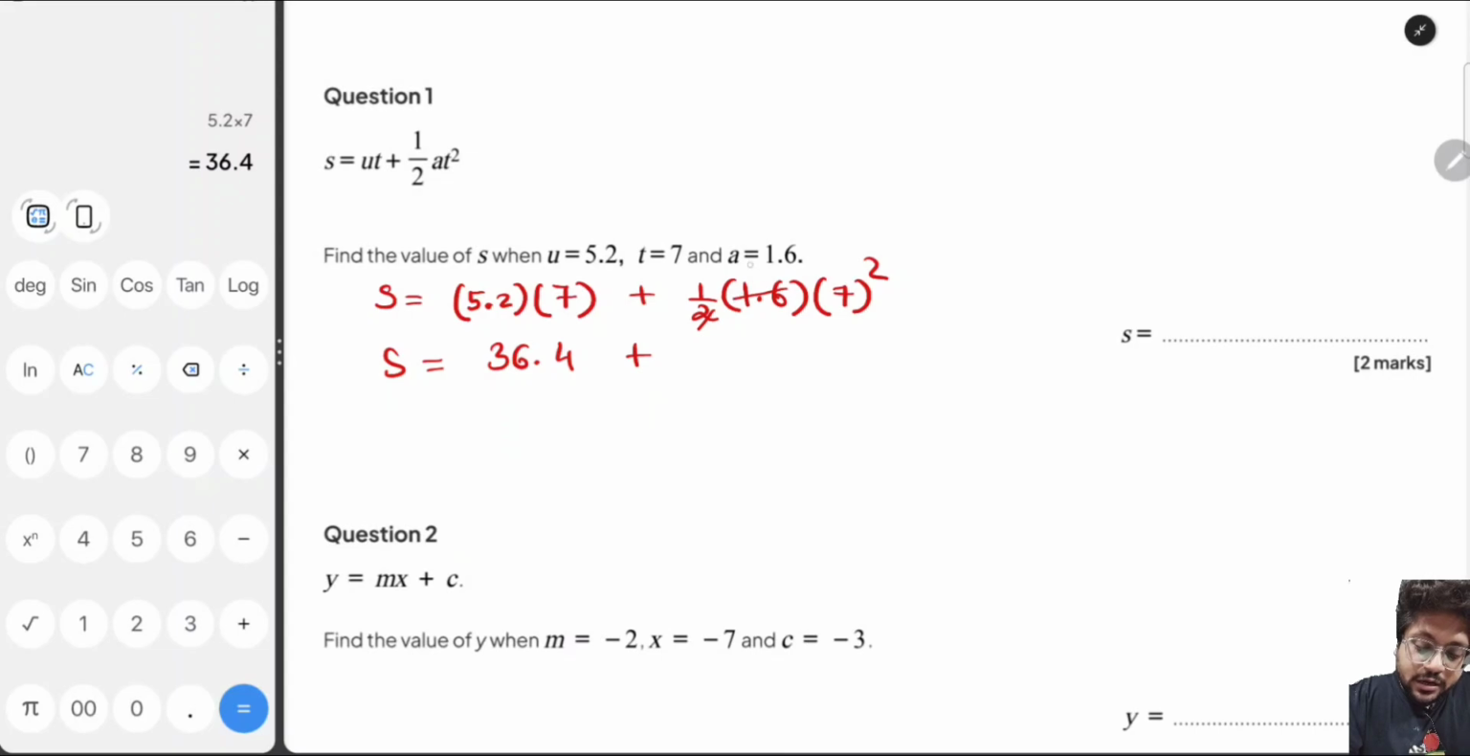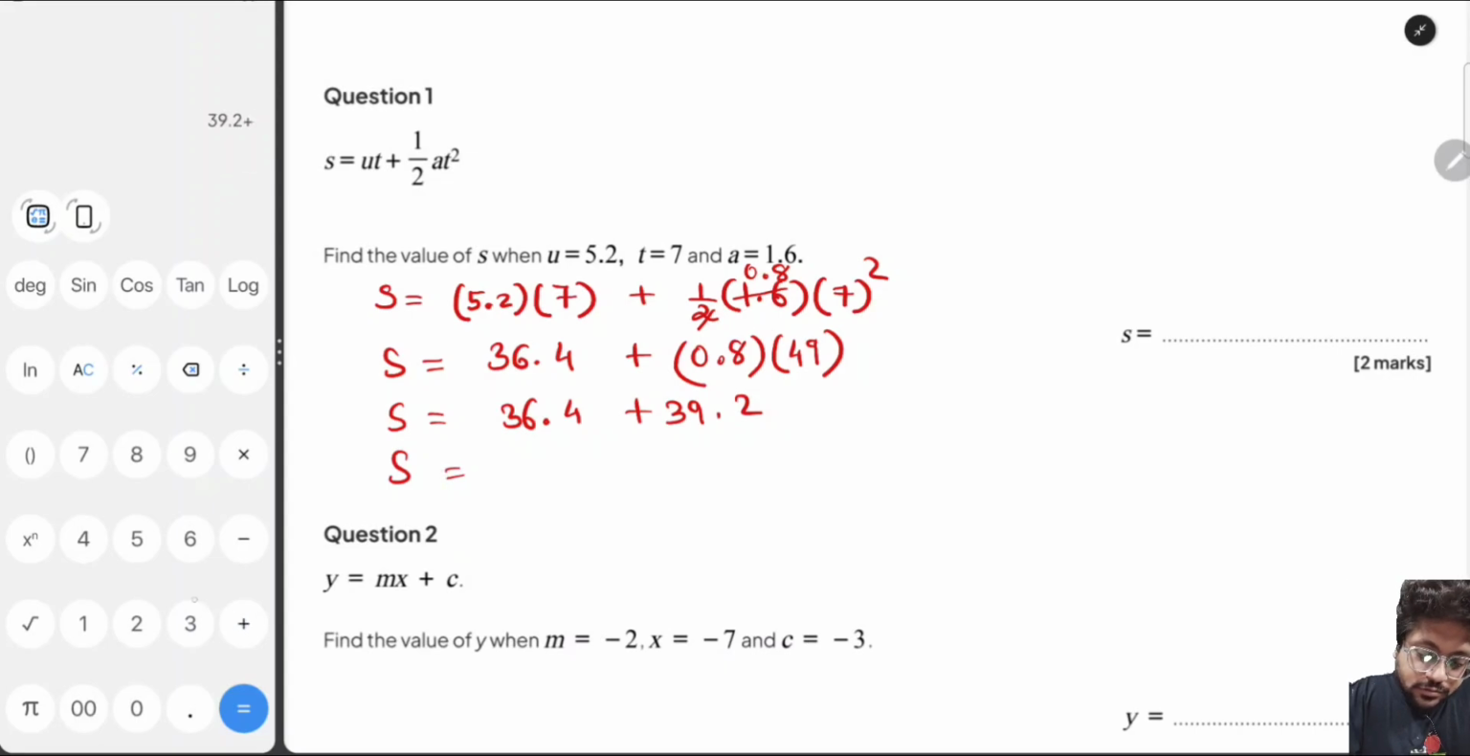If you can cut, it is 0.8. If you don't want to cut, you can just directly use calculator for that. So this is 0.8 times 7 square, that is 49. Now let's simplify that. 0.8 into 49, that is 39.2. So 36.4 plus 39.2, so S is equals to 36.4, let's add. So the final answer is 75.6.